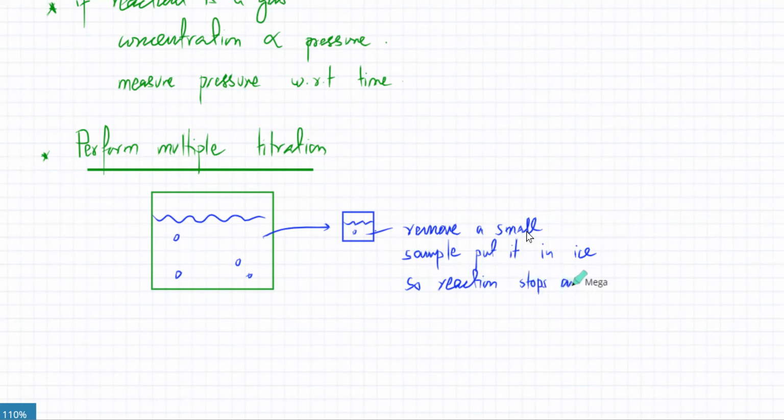And then perform titration. Let's assume that there's HCl in it and HCl is getting used up. It's reacting with magnesium and it's getting used up. At 5 seconds, you take a small sample out and immediately put it in ice, and you start titrating it with some base, and then you can figure out the amount of HCl that's left. Then after the next 5 seconds, take out another sample and put it in ice, and then you perform titration. So the reaction stops and titration can be performed.